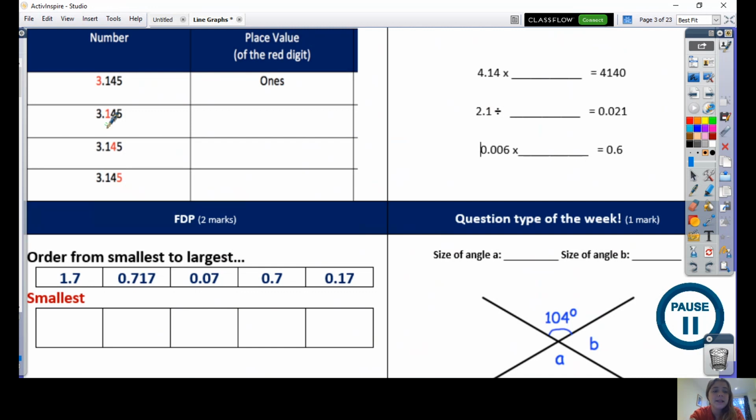Find the value of the red digit in each number. For example, in the first question, the 3 is in the ones column. Smallest to largest. What have I times or divided these by in terms of our power of 10, and find the missing angle. Pause the video and try those questions now, please.